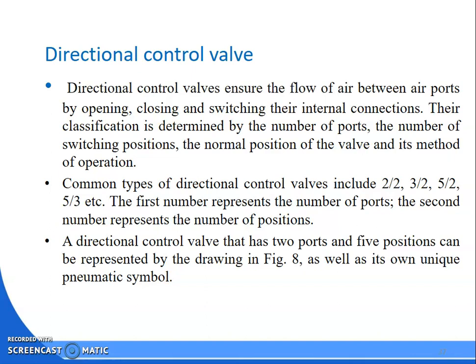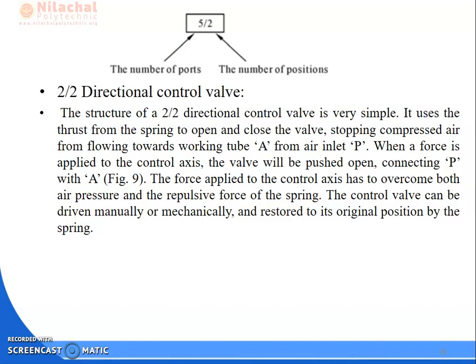Others are 3 port 2 position, 5 port 2 position, 5 port 3 position. 5 by 2 means 5 ports, 2 positions; 5 by 3 means 5 ports, 3 positions. The first number represents the ports and the second number represents the positions. A directional control valve that has 5 ports and 2 positions is represented as 5 by 2. First we will discuss the 2 by 2 directional control valve.